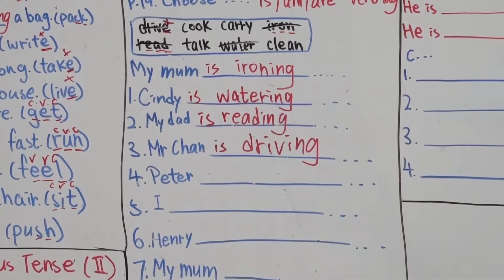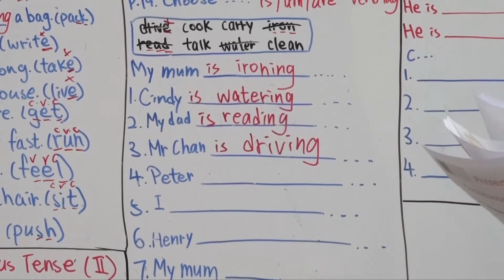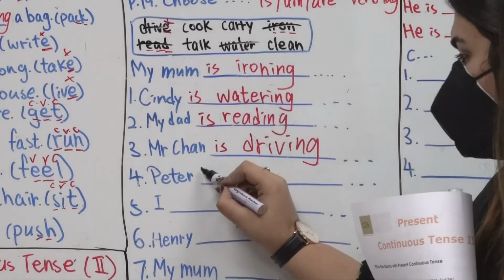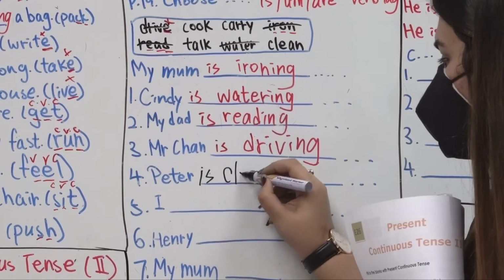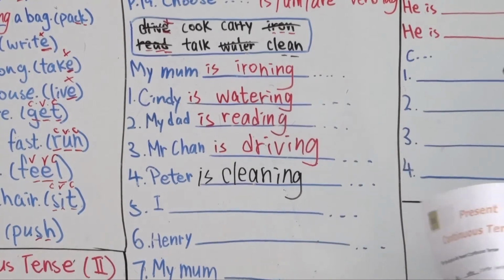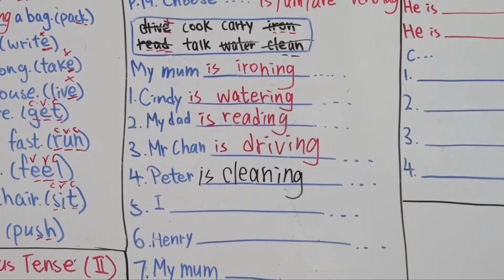Time up, everyone. Peter, what? His shoes now. Peter, can he cook the shoes, talk the shoes, carry the shoes, or clean? That should be clean, okay? So Peter is followed with is, am, or are. That should be is. Yes, that is followed with is, right? Is cleaning. It's again two vowels and one consonant, so just add ing. That will be enough for us.